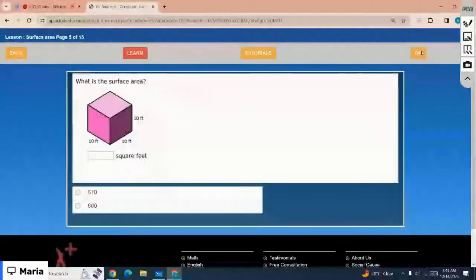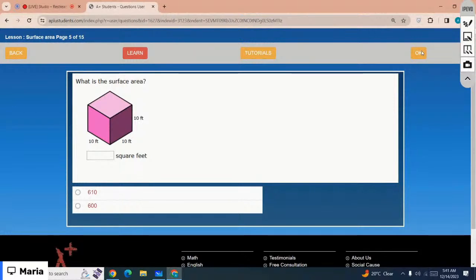Okay, what is the surface area? Which is the correct option? Yes, that is 600.